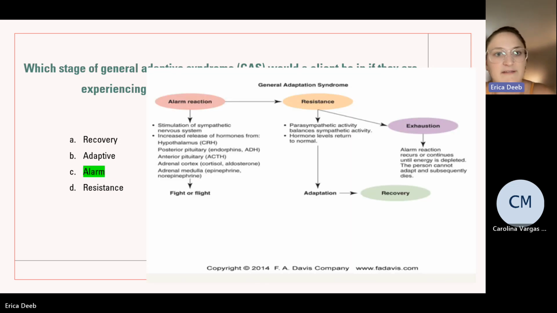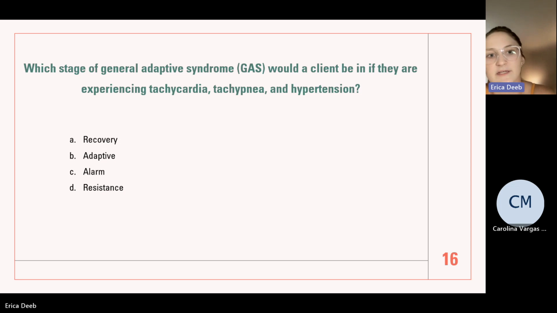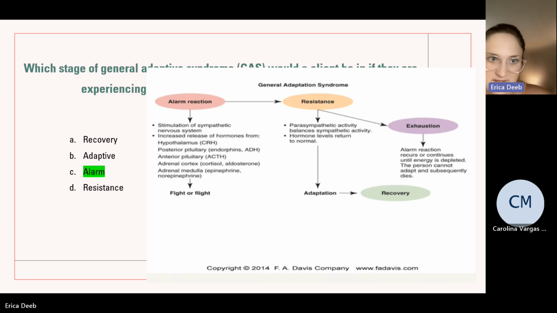So when we're having tachycardia, tachypnea, hypertension, those are all increased vital signs. And when we're in that alarm stage, our vital signs are going to increase because we want to stay alive. We are having that surge of adrenaline and we are ready to fight off whatever we need to.